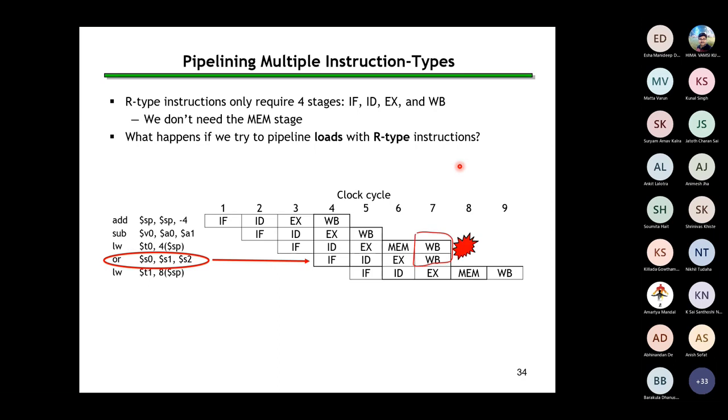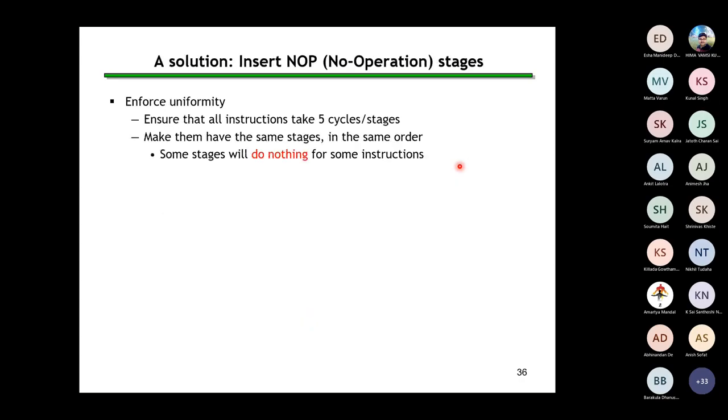So there is a conflict of hardware resources here. The solution you have already mentioned is to just enforce uniformity. Ensure that all instructions take 5 cycles so that they become of equal length. And if you don't need some stage, just put a no op. And it has no impact on the pipeline throughput, because by making it shorter, you cannot proceed anyway.